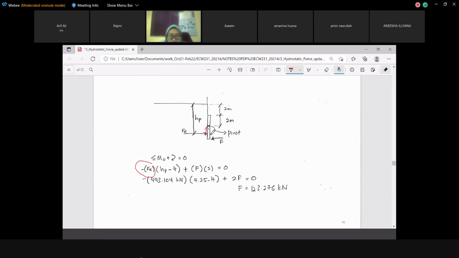Tambah dengan force darab dengan perpendicular distance to the pivot. Okay, and then substitute the resultant force so that we can find the moment or the force to hold the gate.